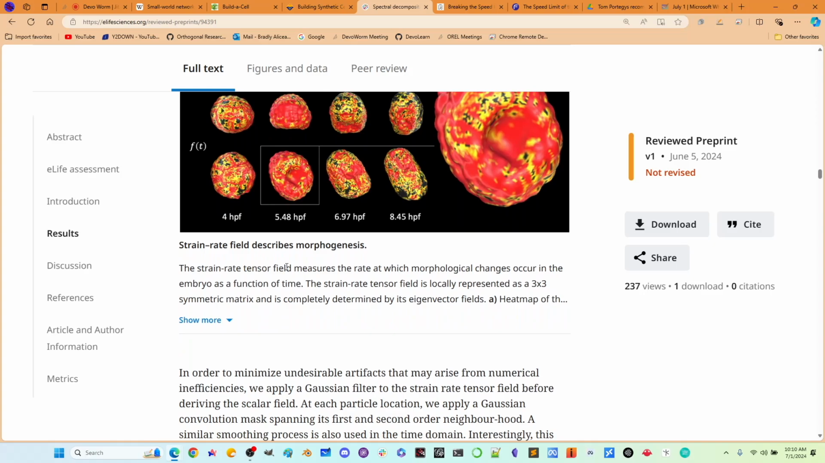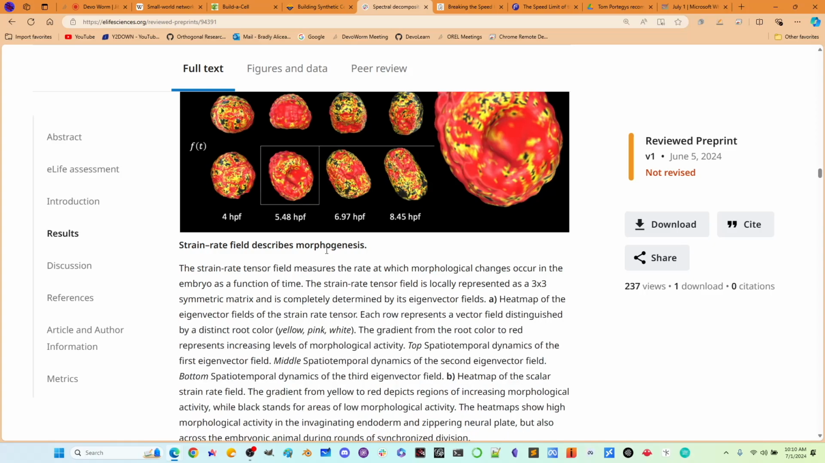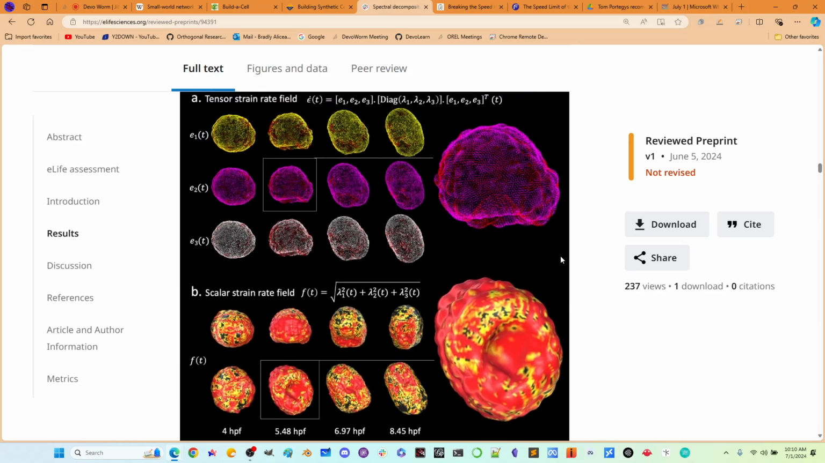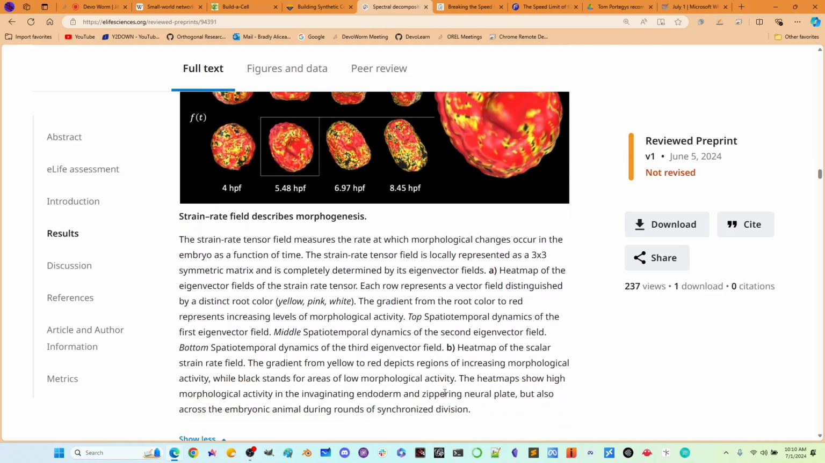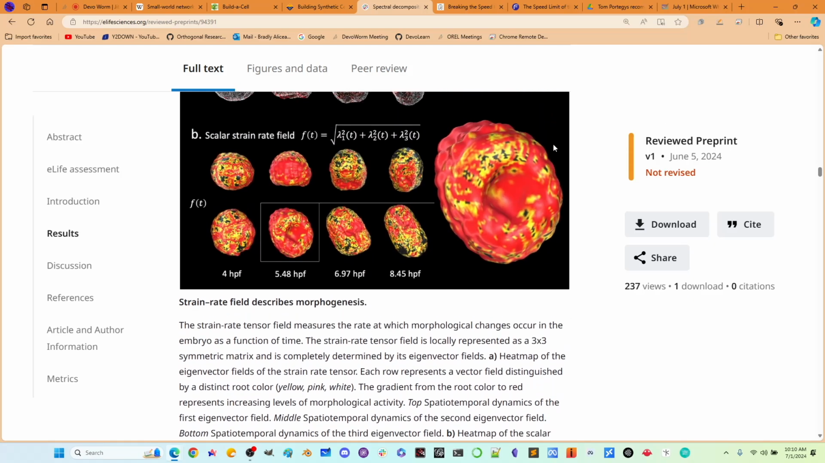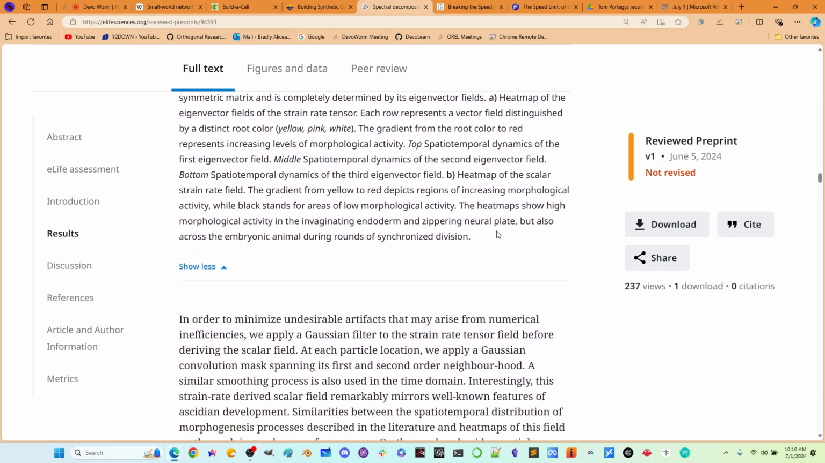So the strain rate tensor field measures the rate at which morphological changes occur in the embryo as a function of time. The strain rate tensor field is locally represented as a 3x3 symmetric matrix and is completely determined by its eigenvector fields. And so this is a heat map in A, and then in B we have a heat map of the scalar strain rate field. So these are heat maps, but you can use them to determine dynamical modes as you wish.